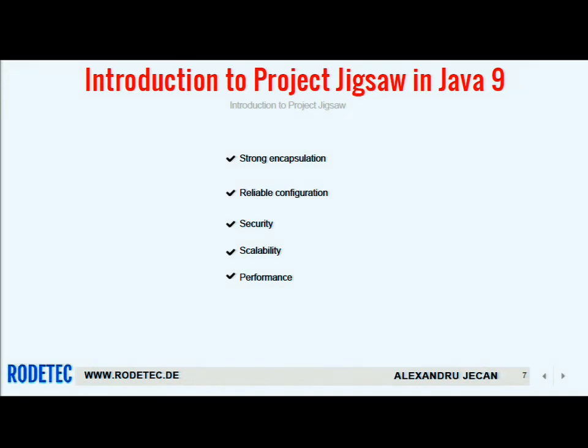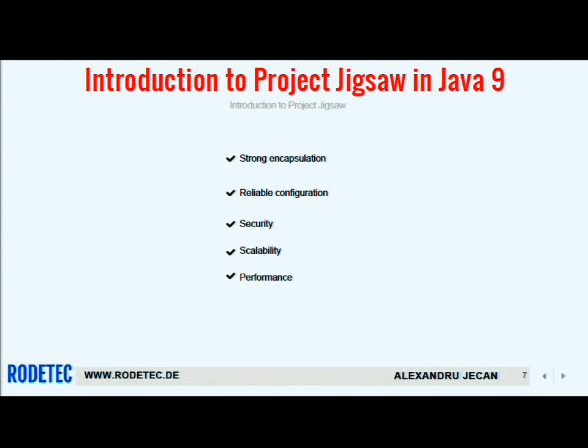Now, what are the most important characteristics of Project Jigsaw? It's strong encapsulation, reliable configuration, security, scalability, and performance. So, strong encapsulation. It allows a component to declare which of its public types are accessible outside of the module and which are not. And it basically hides module internals. It hides the inner implementation. And it is achieved in Java 9 using modules.